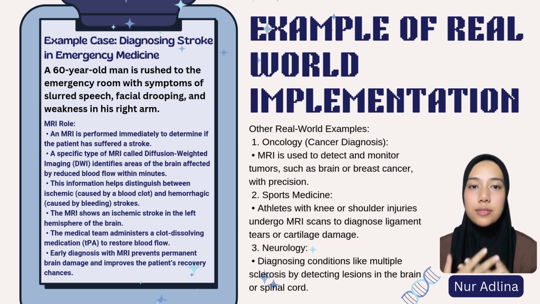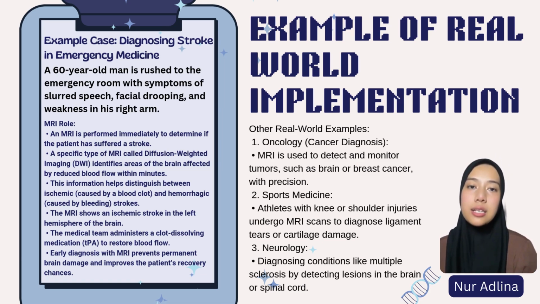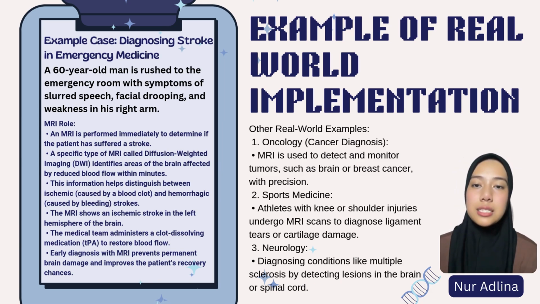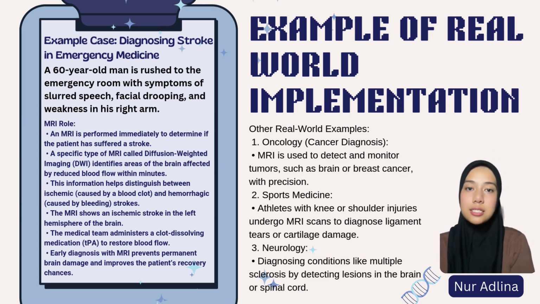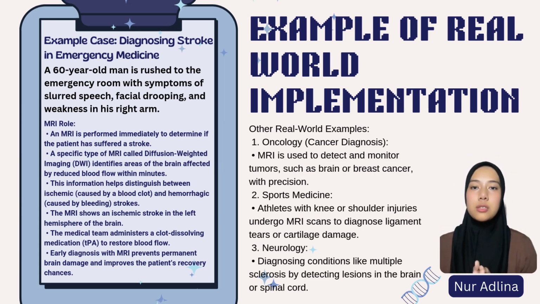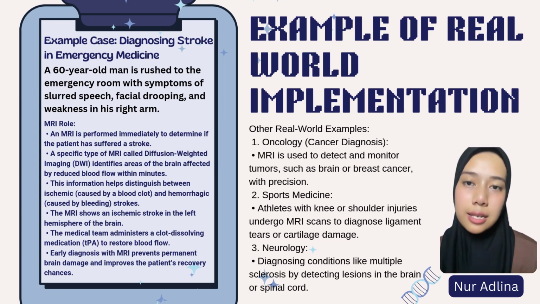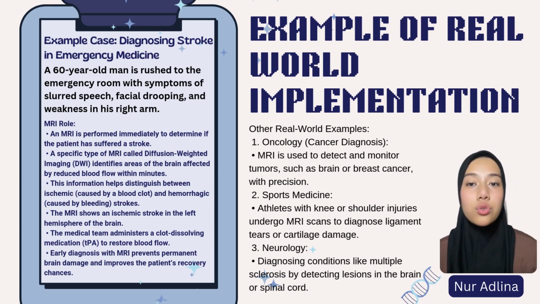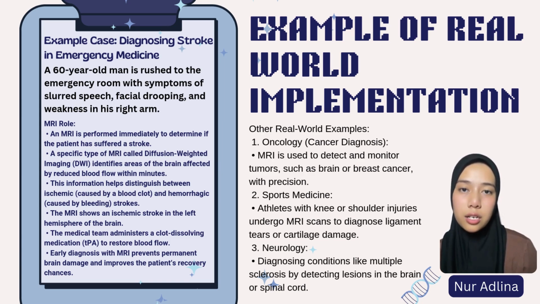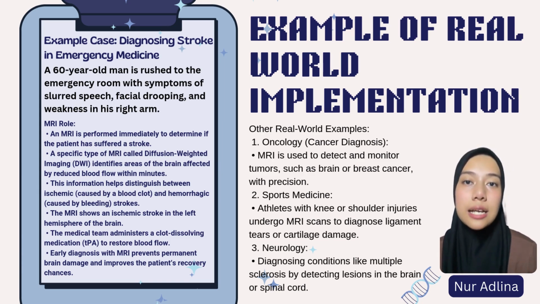Let's explore a real-world example of how MRI technology, which works on physics, is applied in healthcare. Case study: a 60-year-old man is rushed to the emergency room with symptoms of slurred speech, facial drooping, and weakness in his right arm, all pointing to a possible stroke. An MRI scan is performed immediately. This involves using strong magnetic fields and radio waves to visualize the brain's internal structure. A specific type of MRI called diffusion-weighted imaging, or DWI, detects areas of reduced blood flow.